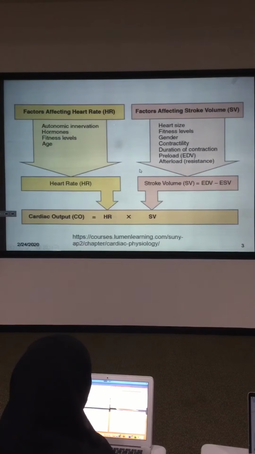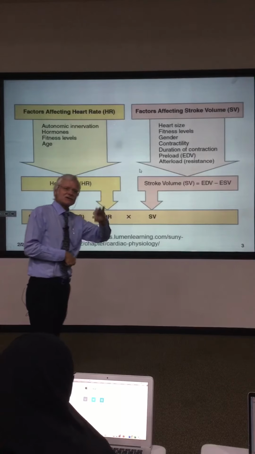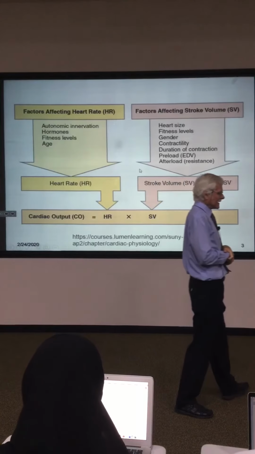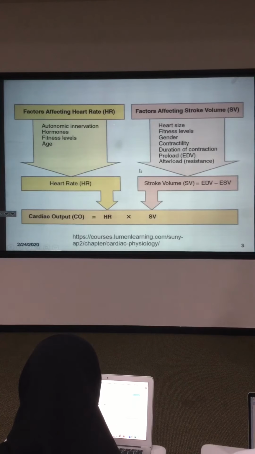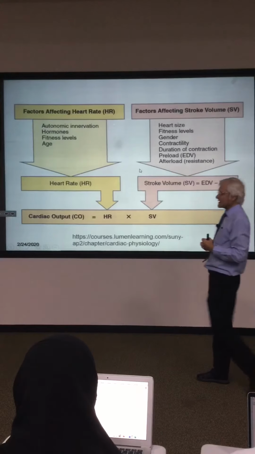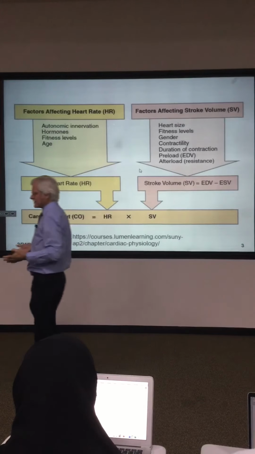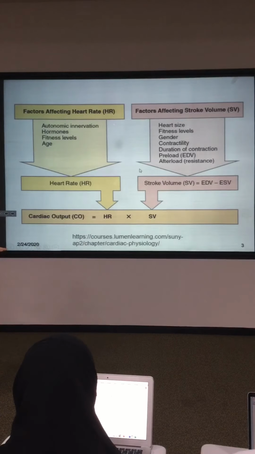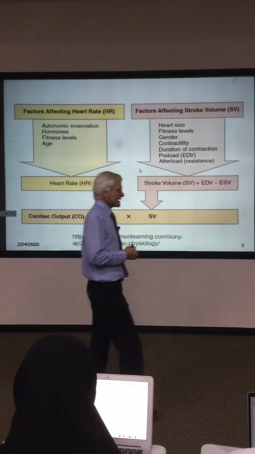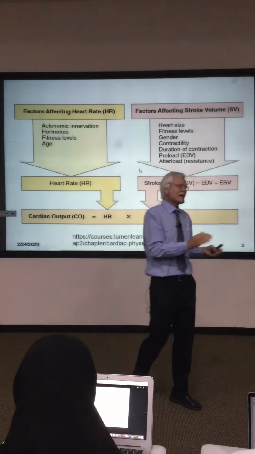Hormones. Various hormones can affect heart rate. Adrenaline, epinephrine, that's the hormone equivalent to noradrenaline or norepinephrine, the transmitter. It's a sympathetic hormone. And thyroxine, for example, you may have heard of thyroxine. And various other hormones can affect heart rate. Fitness levels can affect heart rate. So, for example, if somebody's doing a regular cardio workout in the gym, you would expect their resting heart rate to be lower than somebody who's unfit.